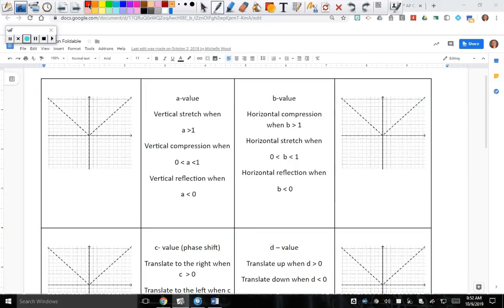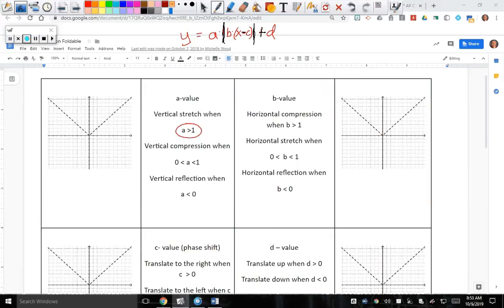Alright, so the a value is a vertical stretch when a is bigger than 1. That means you are stretching vertically, and a is a number that's in front of x. So my equation that I'm going to be talking about today looks like the following for the absolute value: y equals a times the absolute value of b x minus c, plus d. I know it's a lot, but I will make it easy for you, okay? So a is multiplying this whole absolute value piece. b is multiplying inside. c is either subtracting or adding. And d is either subtracting or adding.